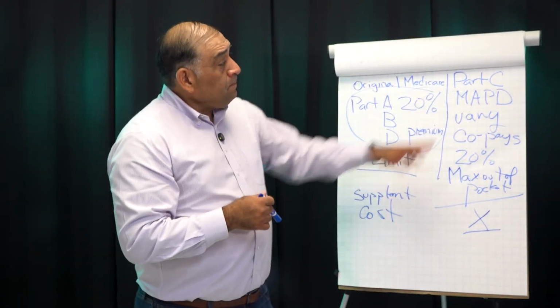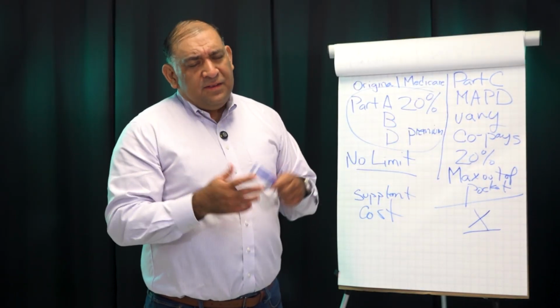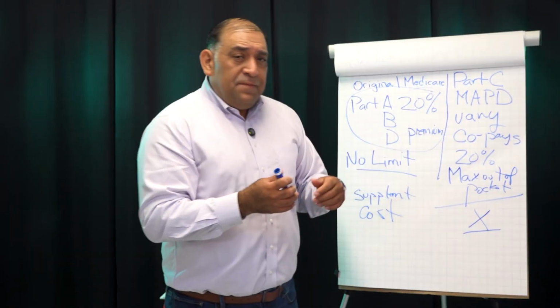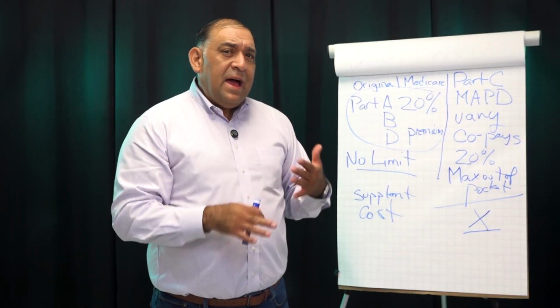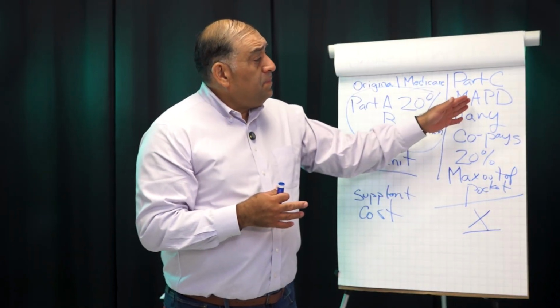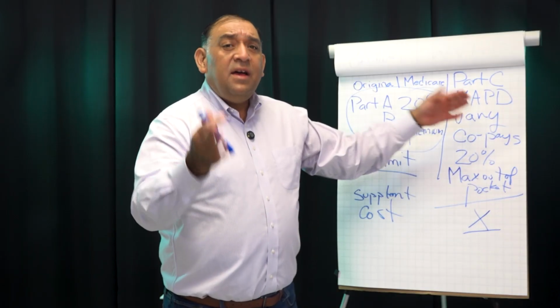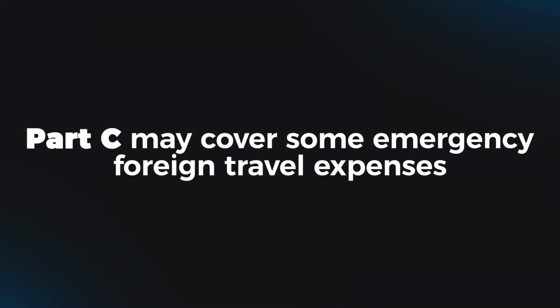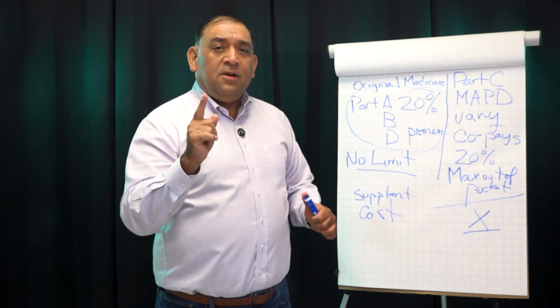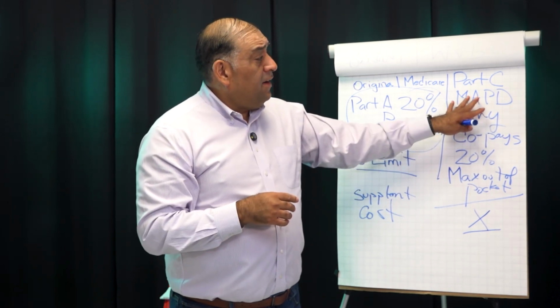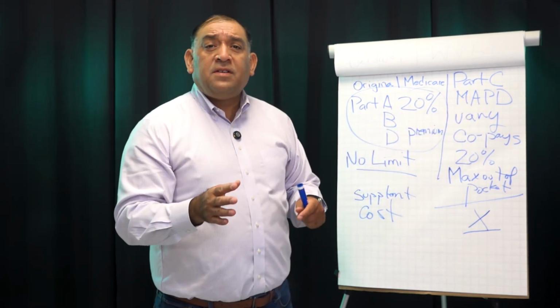Now, if you join a Medicare Advantage plan, this is another advantage of it. If you're in Mexico and something happens, guess what? The Part C may say, we will cover some foreign travel up to a limit. And so that is another advantage of the Part C. It will cover some foreign travel.